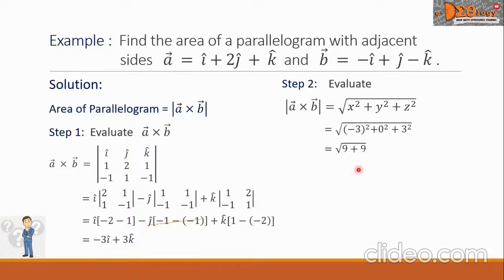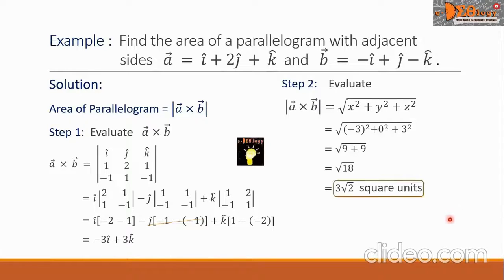Simplifying further, we have now the big square root of 9 plus 9. We can simplify this further into 3 square root of 2. And since this is an area, we write square units. This is now the final answer.